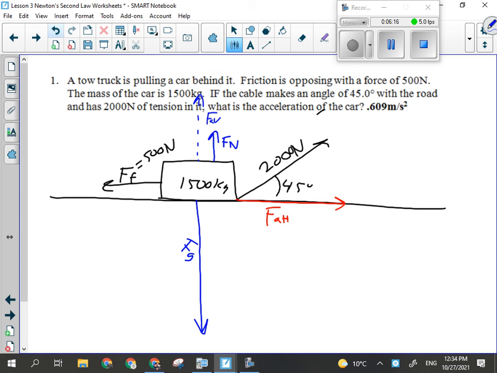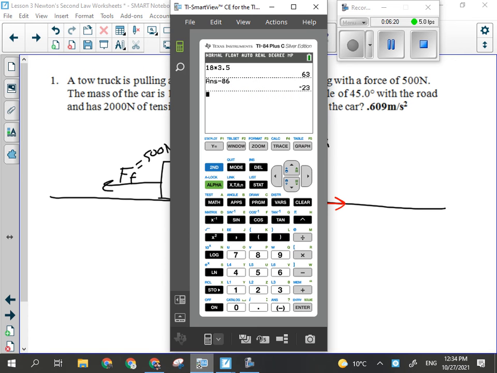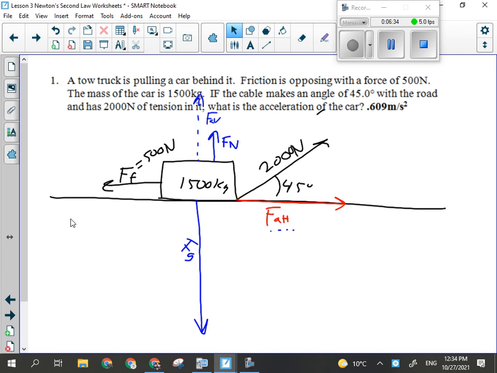Okay? What we need is the force applied horizontally. So we'll take cos of 45, although it doesn't matter whether we use cos or sine, and go 2 times 2,000, and we find that that force is 1,414 newtons. Right? Okay, so this side here is 1,414 newtons.